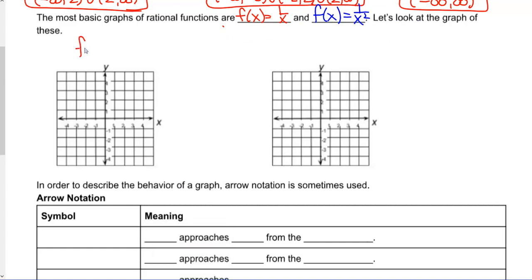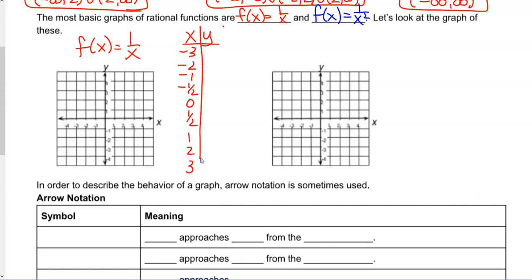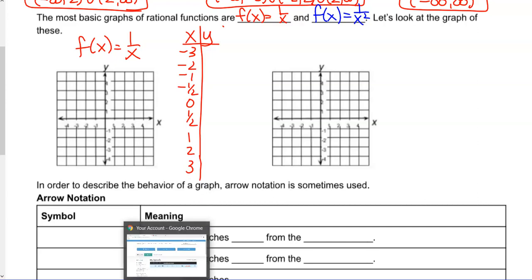So I'm going to start with the first one. F of x is equal to 1 over x. And what we can do, just like any other graph, is a t-chart, to figure out what it looks like and what points I have. So I'm going to start with -3, -2, -1. I'm going to go -1/2, 0, 1/2, 1, 2, 3. So I'm doing a little bit more points in here just so that you can see the behavior of that graph, because if I do a couple of the integers, it's not going to be very nice to see.